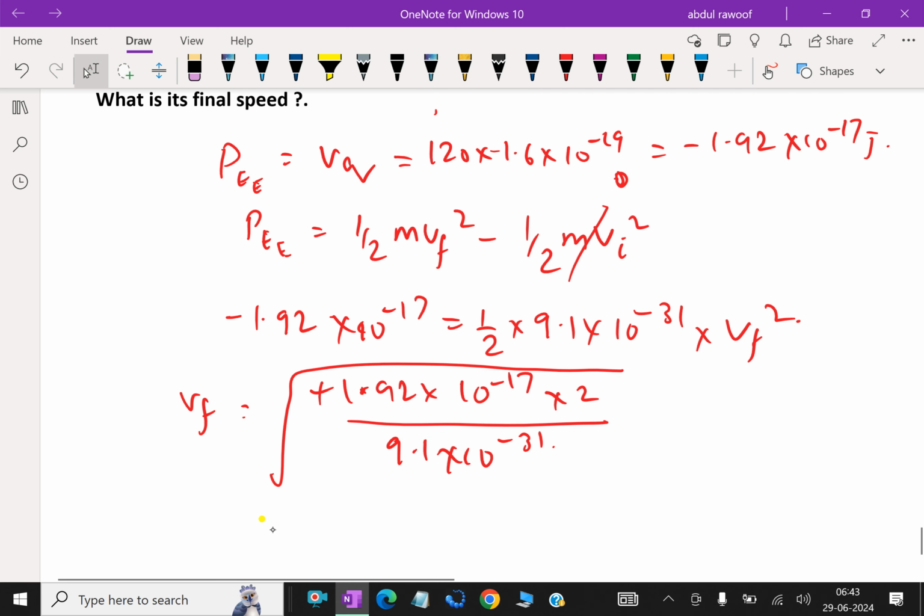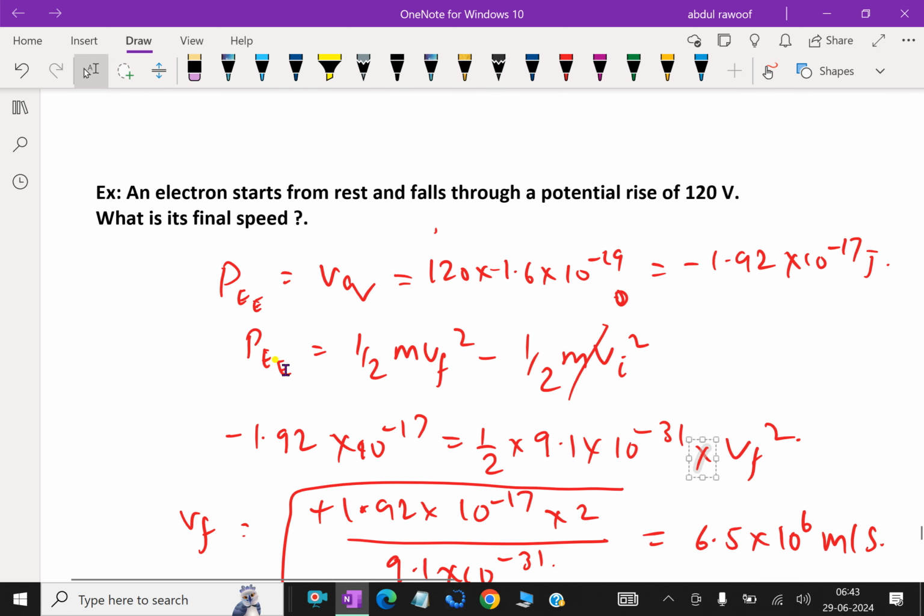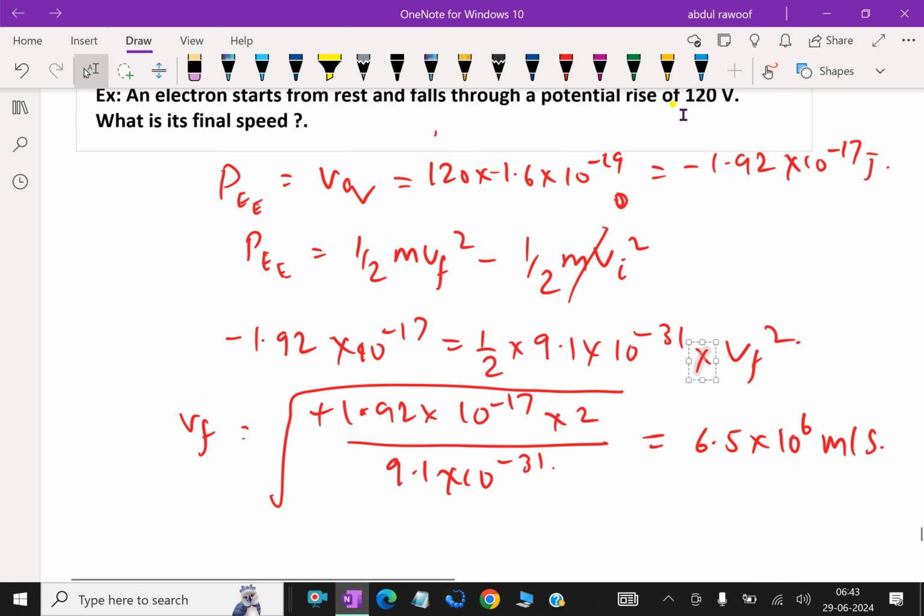We have the final velocity as 6.5 into 10 power 6 meter per second. Therefore, this is the speed of the electron when it falls through a potential rise of 120 volts. What is its final speed? This much. The final speed is 6.5 into 10 raised to 6 meter per second.